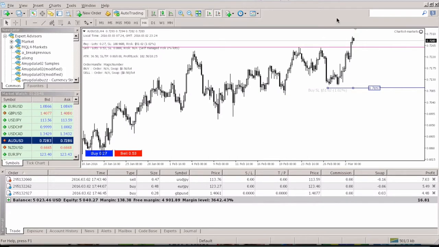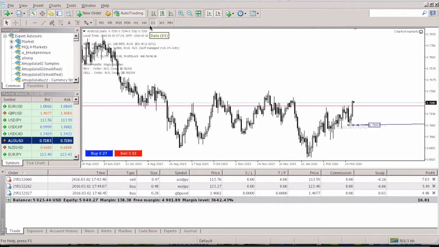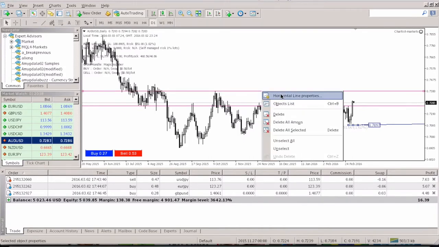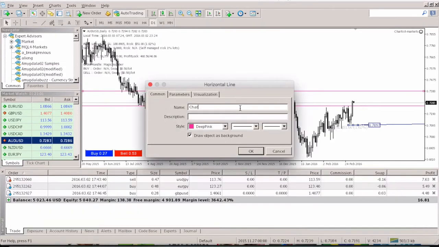Now we are going to find the resistance level for the take profit. You can use the horizontal line for the take profit. Just draw a horizontal line and then name it Chartist buy TP. Okay, that's simple.